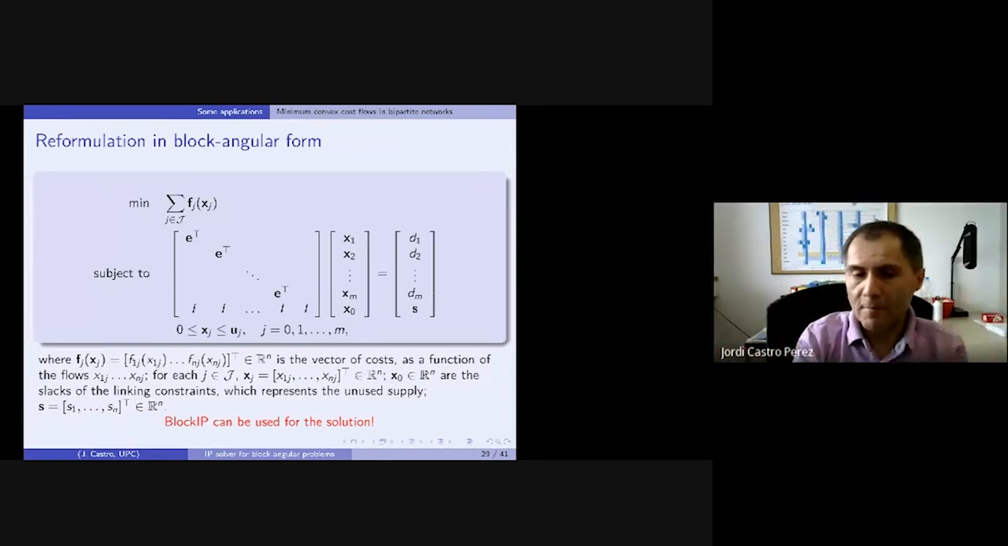We applied block IP to the solution of that, and we got very, very good results. Okay, this is something that was published this year. What was accepted last year has appeared this year in print. Okay, so let me show you some results.